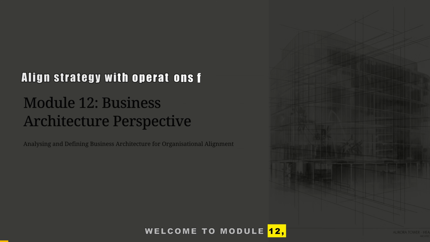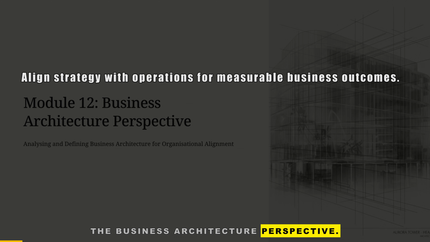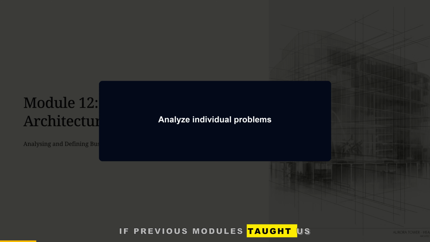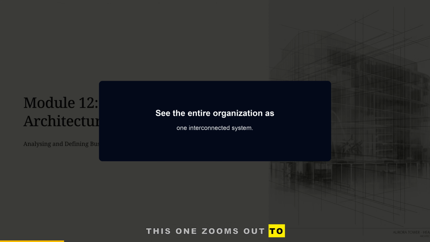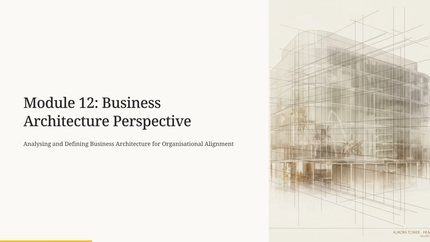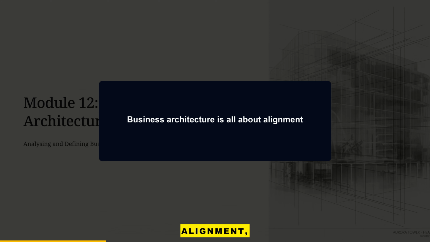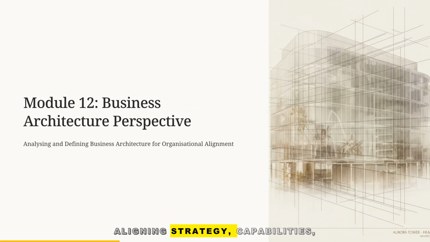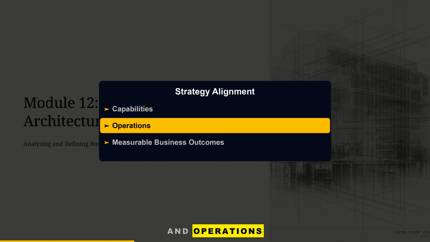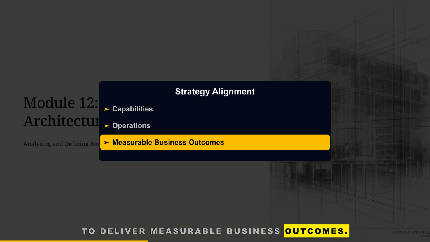Welcome to Module 12, the Business Architecture Perspective. If previous modules taught us how to analyze individual problems, this one zooms out to help you see the entire organization as one interconnected system. Business architecture is all about alignment, aligning strategy, capabilities, and operations to deliver measurable business outcomes.